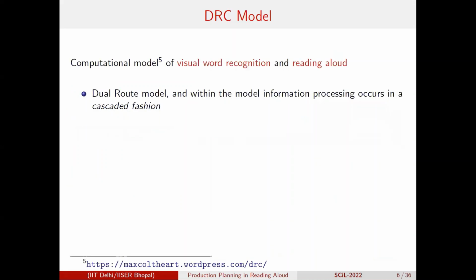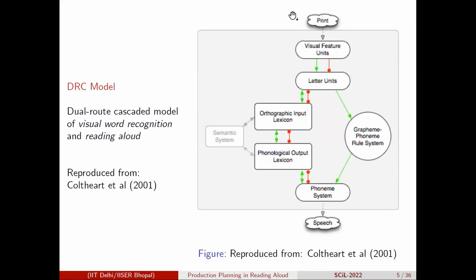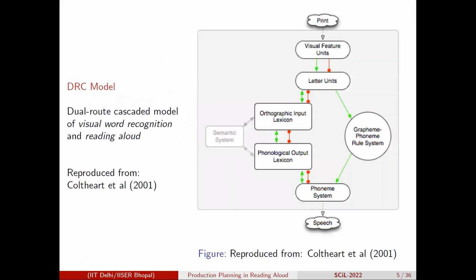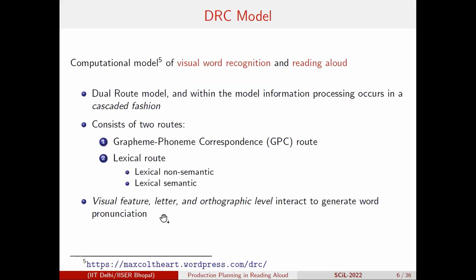So DRC is a dual route model, which involves two routes. One is a sublexical route and another is a lexical route. And within the model, the information processing happens in a cascaded fashion. So basically, it consists of two routes, as I said. The first one is the grapheme to phoneme rule path. The other one is a lexical path, where it involves either semantic information or it doesn't involve a semantic representation. And here the idea is that in order to generate the utterance or the pronunciation of a word, various representational levels of a word, such as orthography or visual features or letters, would interact with each other to generate the word pronunciation.